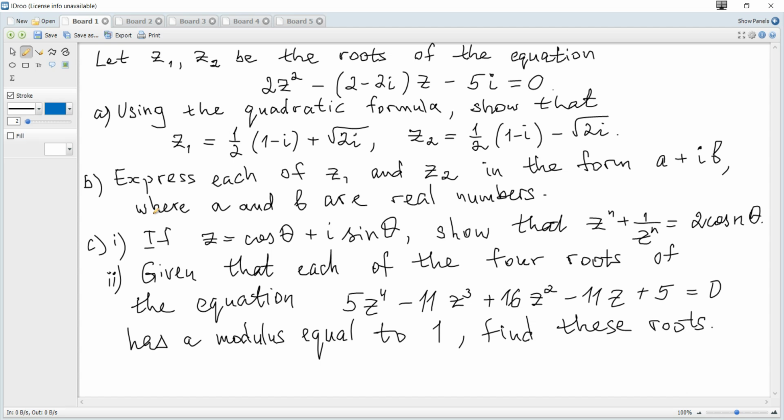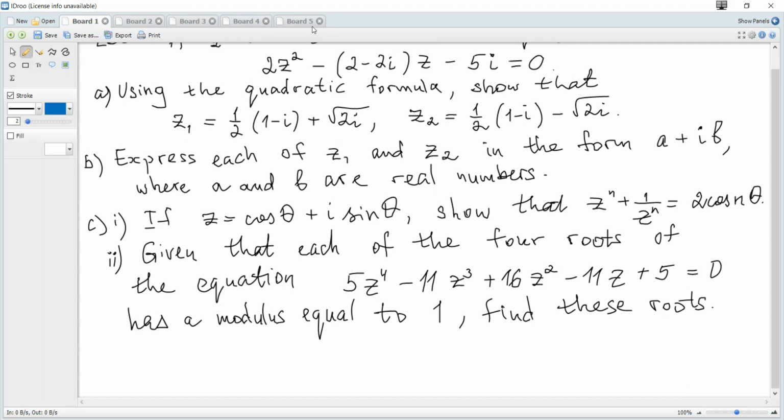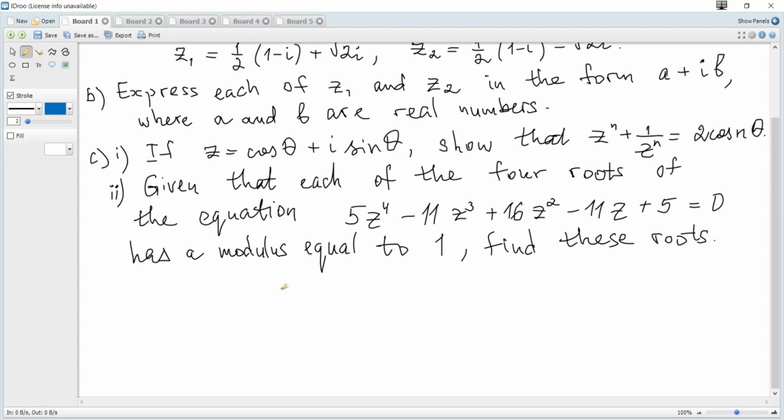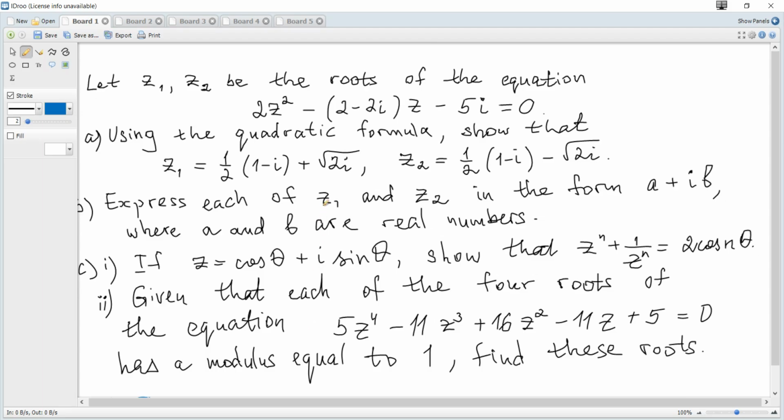Let z1 and z2 be the roots of the following equation. Question A, using the quadratic formula, show that the roots are given. Since it is given that we should use the quadratic formula, and we can see that it looks like a usual quadratic equation with respect to z, the discriminant is what? B squared.